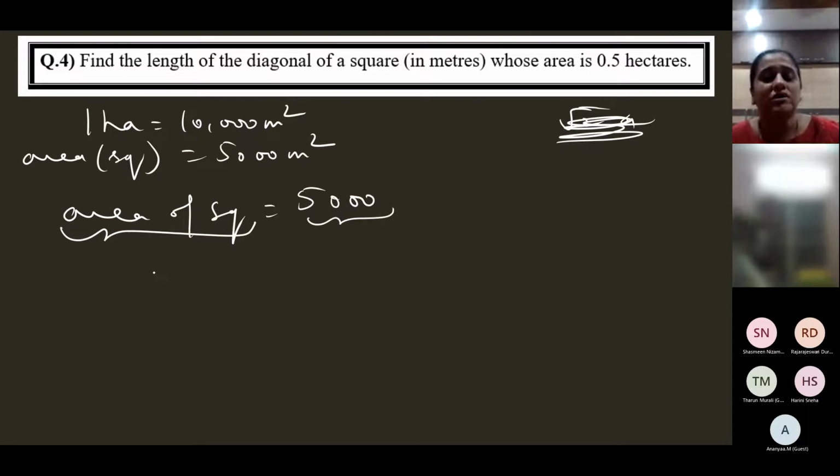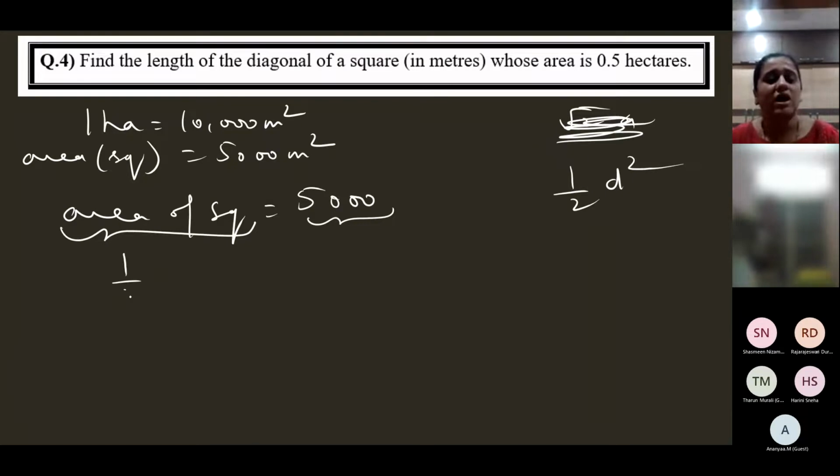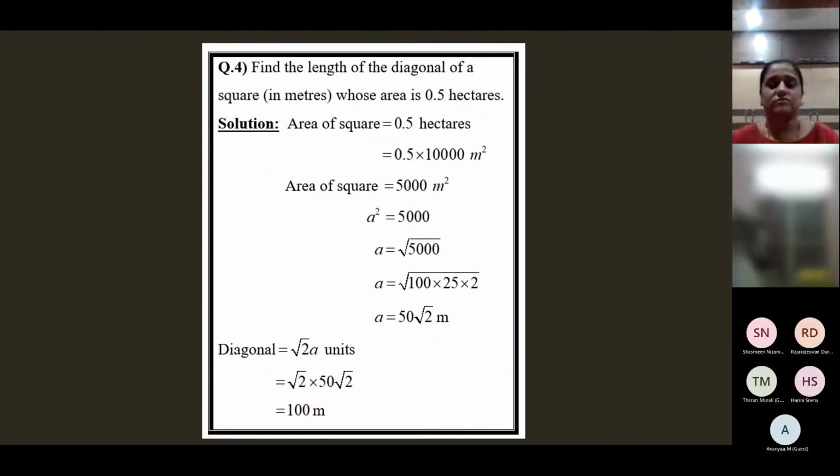For the area of the square, we have a square, or you can also use half d square. Half d square is also a formula to find the area of the square. Area of the square is a square, equal to 5,000. You can also use half d square equal to 5,000, work this out and find the value of d. Or I have found the side and then found the diagonal, root 2a.